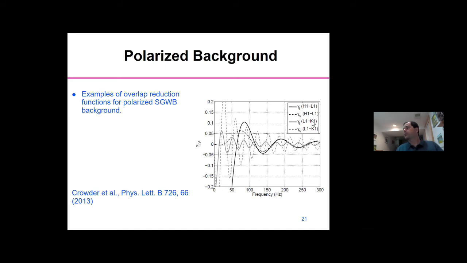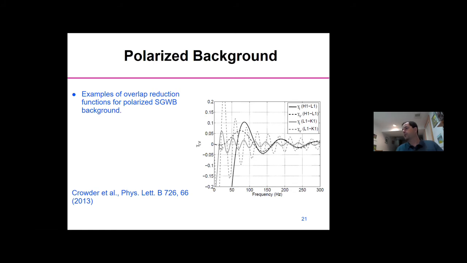Now you can also look at other pairs. If you add another detector, in this case we added Kagra, and you look at the Livingston-Kagra overlap reduction, these are the gray curves. The solid gray curve corresponds to the unpolarized overlap reduction, so this would be the gamma I for the Livingston-Kagra case. You see that that's different from both of the other curves. It actually probes lower frequencies.